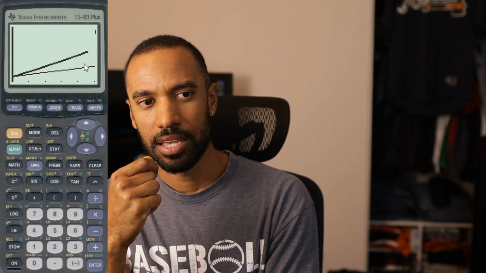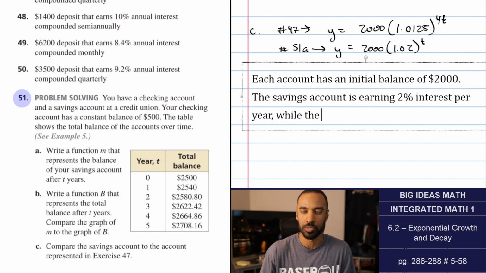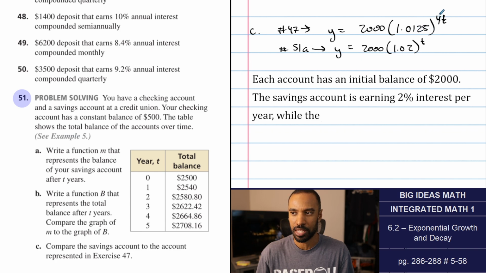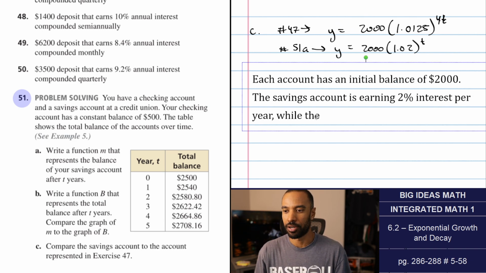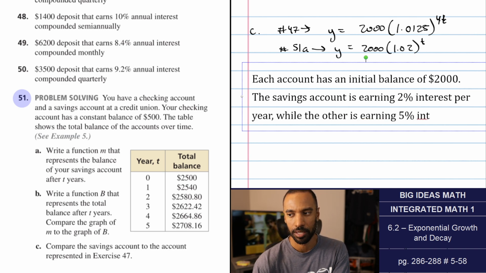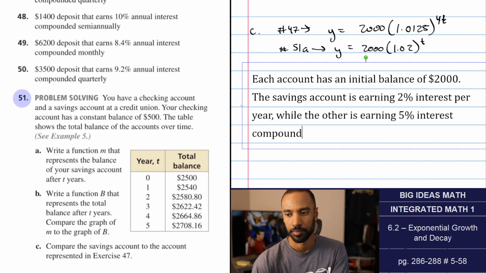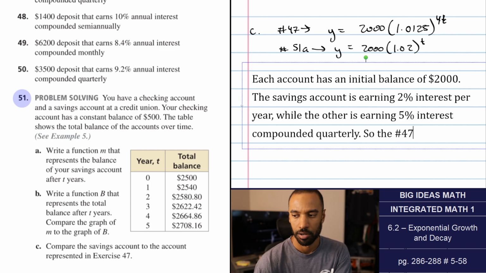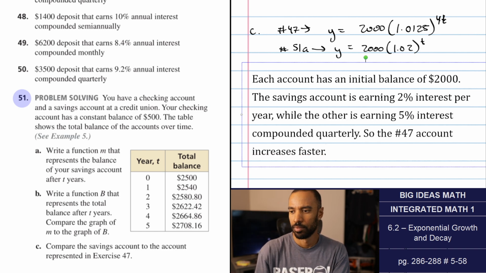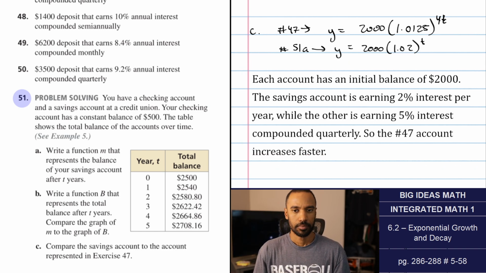There it is. Now, why is that getting more? Because it's compounding the interest from something that was not 1.25% before. It's doing 1.25% 4 times in the year. That's 5%, right? While the other is earning 5% interest compounded quarterly. So the number 47 account increases faster. Okay. All right, let's move forward.